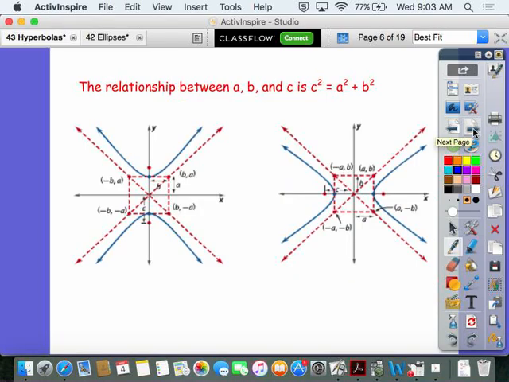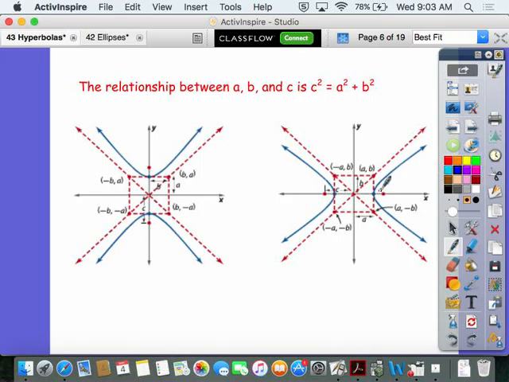Now the relationship between a, b, and c is a little different from the ellipse. It's still c squared equals a squared, but this time it's plus b squared, so standard old Pythagorean theorem. Here's an example of the two different types of hyperbolas you can have. You can have a vertical orientation, where the hyperbolas go up and down, and a horizontal orientation, where they go left and right.